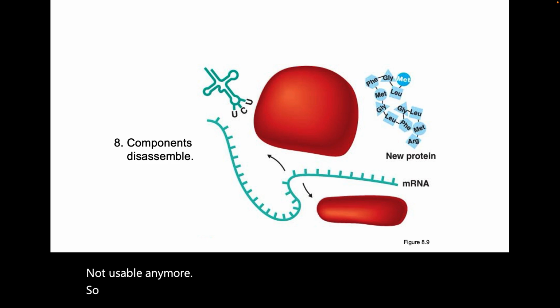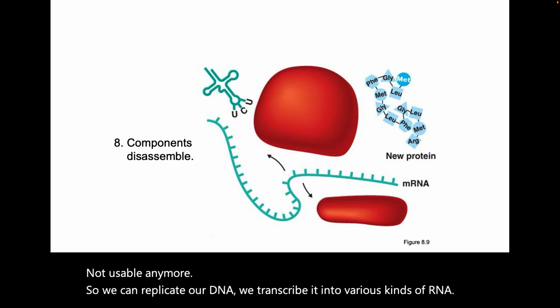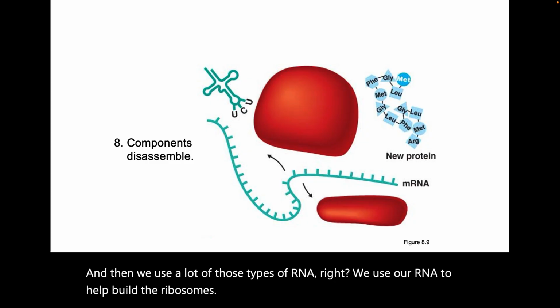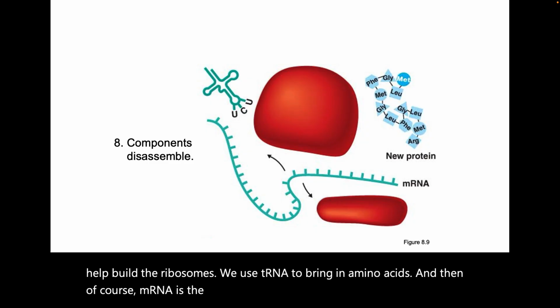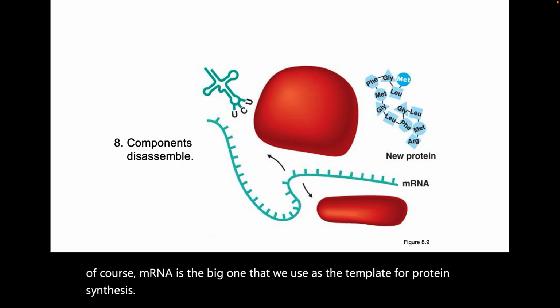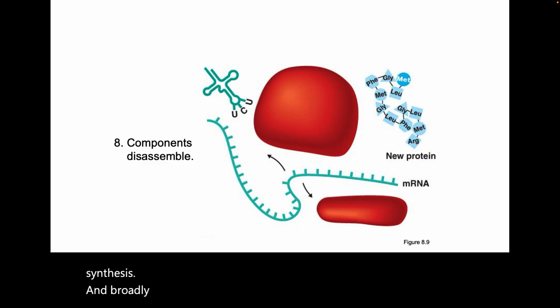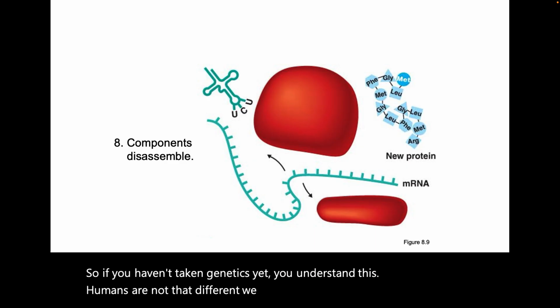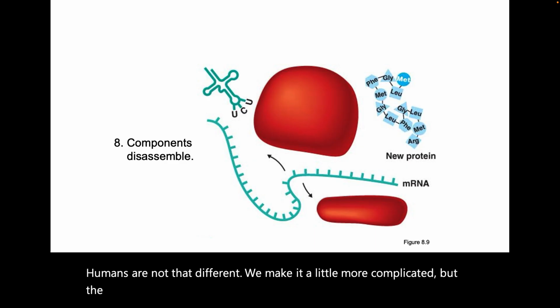So we can replicate our DNA, we transcribe it into various kinds of RNA, and then we use a lot of those types of RNA, right? We use our RNA to help build the ribosomes, we use tRNA to bring in amino acids, and then of course mRNA is the big one that we use as the template for protein synthesis. And broadly, these things are conserved among prokaryotes and eukaryotes. So if you haven't taken genetics yet, you understand this. Humans are not that different. We make it a little more complicated, but the broad processes are very, very similar.